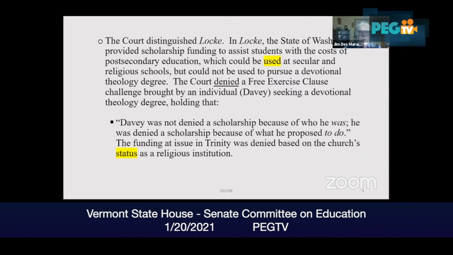So this gets into a distinction between use versus status. What this is saying is that you can't discriminate against a religious school solely based on its status as being a religious school, but you can impose restrictions on how that money is used by the religious school. So a use versus status distinction is being drawn now under the free exercise clause.